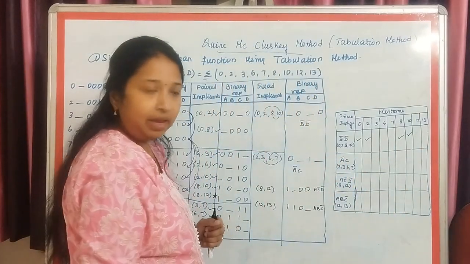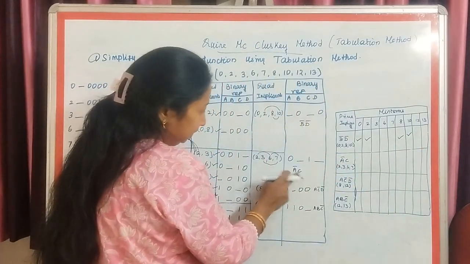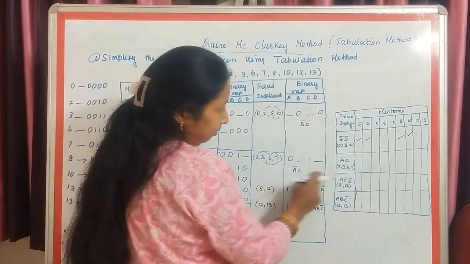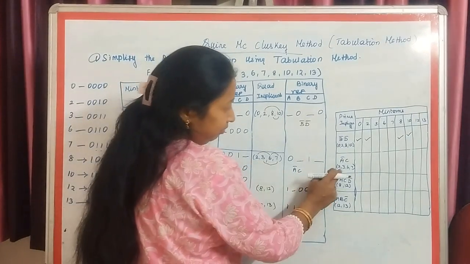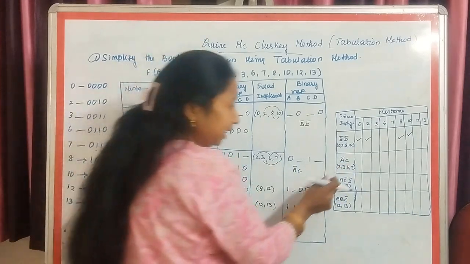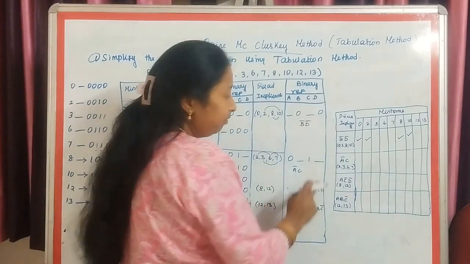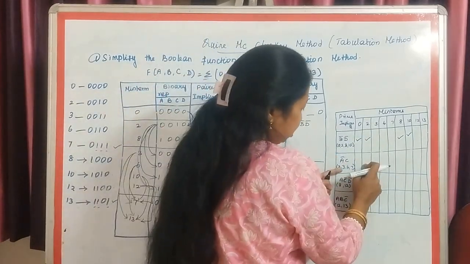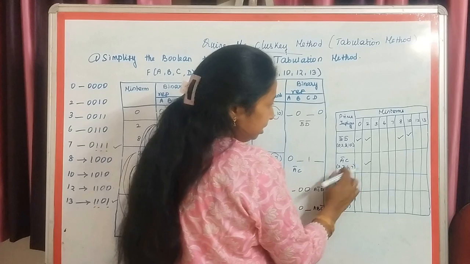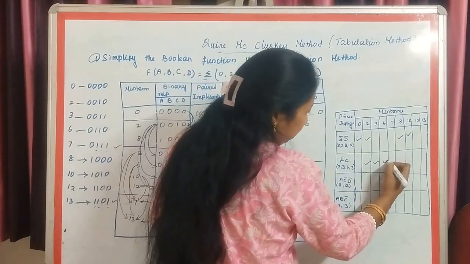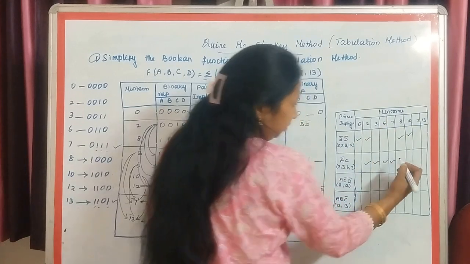Is that clear? In a similar way, for A bar C, what is the number? 2, 3, 6, 7. That is what I have written here. For A bar C, it is 2, 3, 6, 7. I have written the same number. Against these particular numbers, in the boxes, you have to put a tick mark. Wherever you find 2, against 2, put a tick mark. And against 3, put a tick mark. Against 6, put a tick mark. Against 7, you put a tick mark.